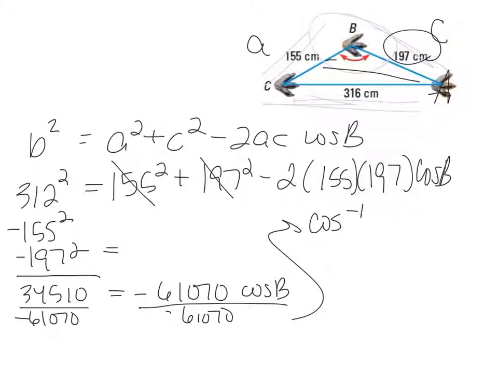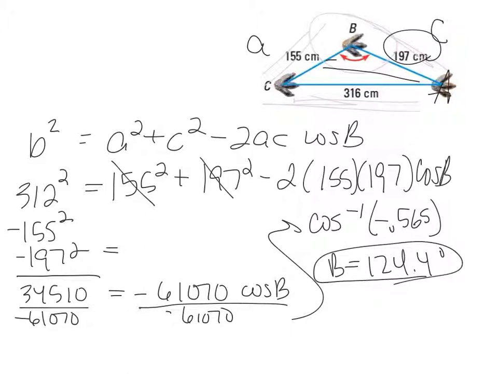Cosine negative 1 of negative 0.565 gives me B of 124.4 degrees. Let me go back and read the problem. Find the step angle B. So it looks like I did. I got 124.3 degrees. Cool.